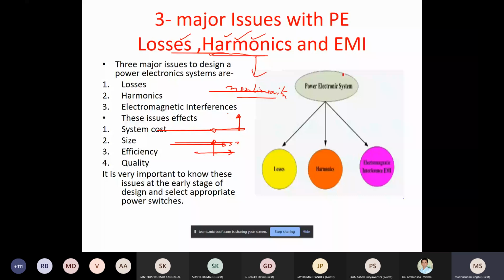Now the issue is that whenever you do switching action, there is a generation of harmonics, and those harmonics affect your systems, the power supplies, right? We will see the adverse effect of power electronic systems on our utilities or the grid. The adverse effect of PE systems on utilities and their remedies comes under an area called power quality.